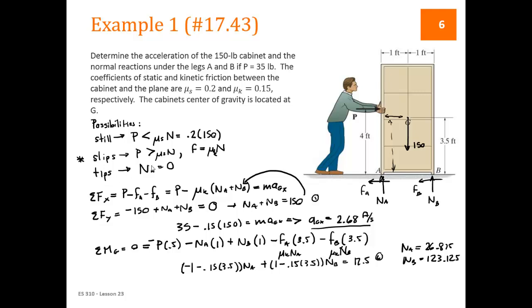So based on the fact that NA is greater than 0, we know that it doesn't tip. No tip. So we know that it was not this one. Now we need to check here. Is P less than mu s times N? Well, mu s times N is 0.2 times 150, which is 22.5, which is not greater than 35. So no, not true. So we did in fact guess correctly, and this does slip.